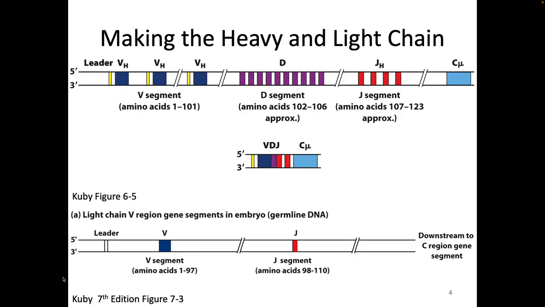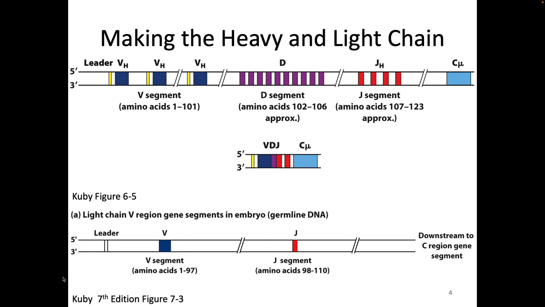And so we talked about how we have these little mini gene segments. In the case of heavy chain, they are the V segment, the D segment, and the J segment. They encode different amino acids as part of the variable region of the heavy chain of the antibody. So we're going to pick one V, one D, and one J to make a heavy chain gene, which will be paired in front of the genetic material for the constant region.